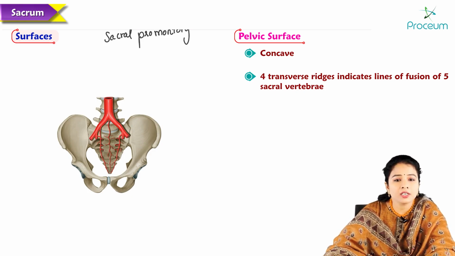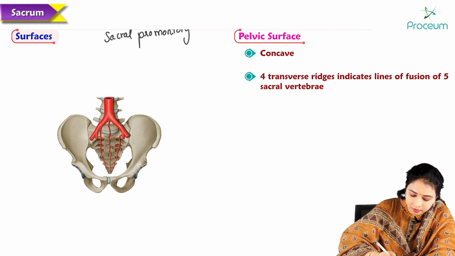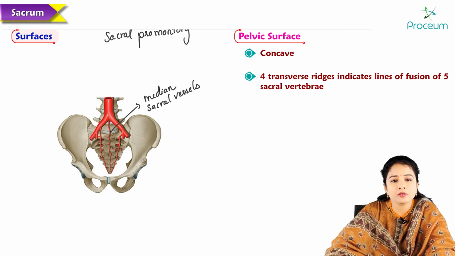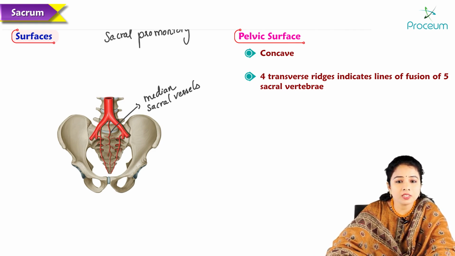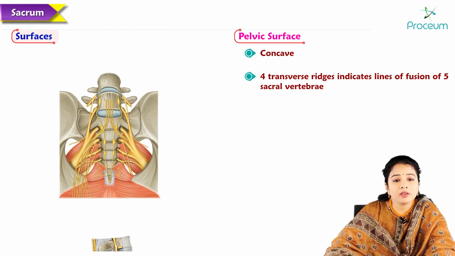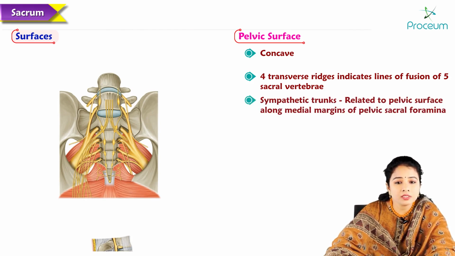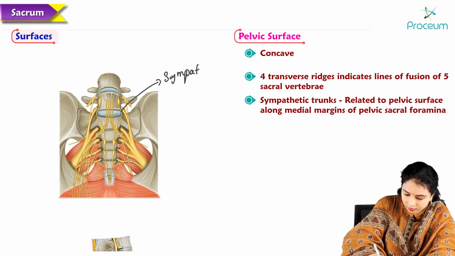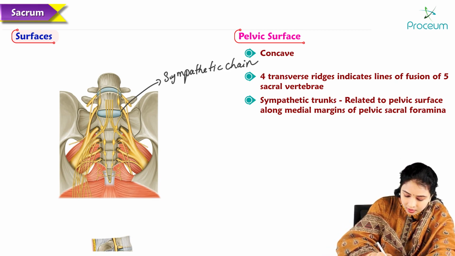Then the pelvic surface is related to the median sacral vessels. So here we can see the median sacral vessels. The median sacral vessels are related to the pelvic surface in the median plane. And the pelvic surface is also related to the sympathetic trunks, which lie along the medial margins of the pelvic sacral foramina. And we can see the piriformis here.